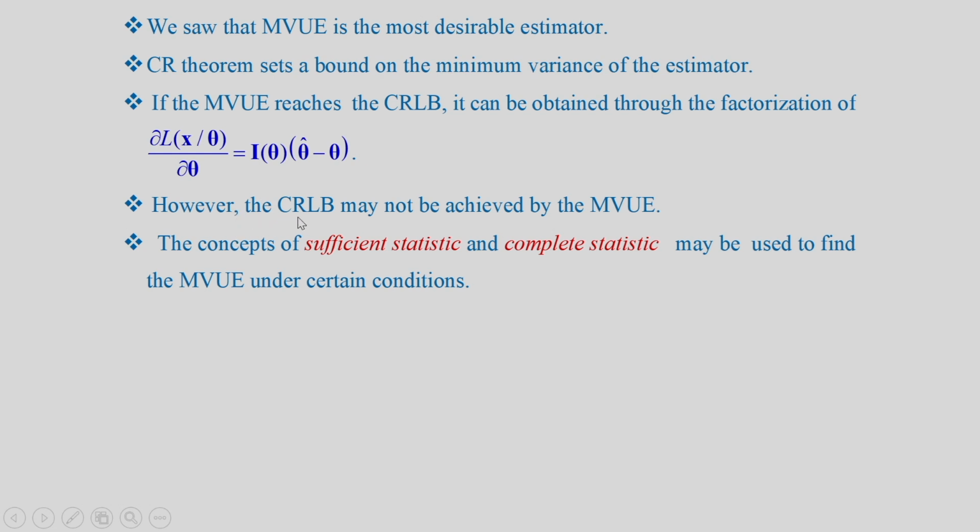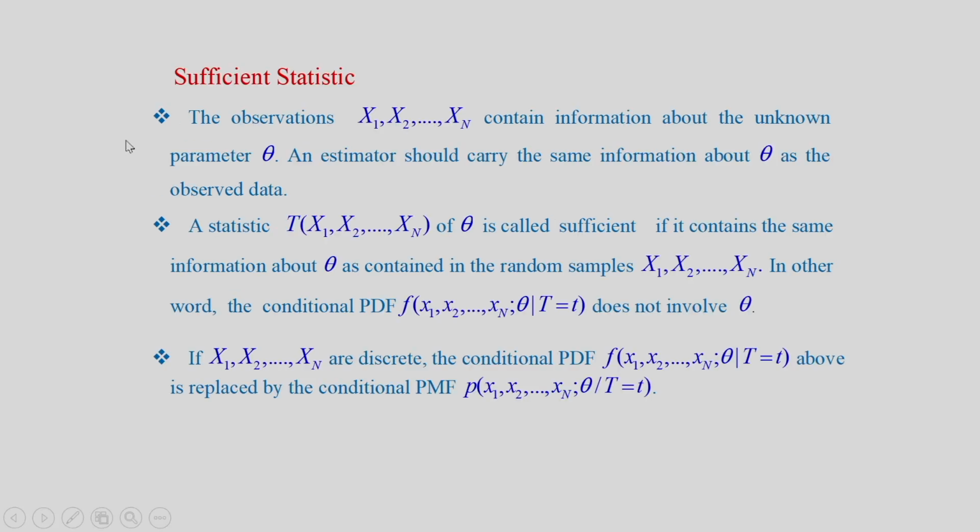However, the CRLB may not be achieved by the MVUE. So, in that situation, the concepts of sufficient statistic and complete statistic may be used to find the MVUE under certain conditions. So, we will introduce the concepts of sufficient statistic and complete statistic in this lecture. We will start with sufficient statistic.